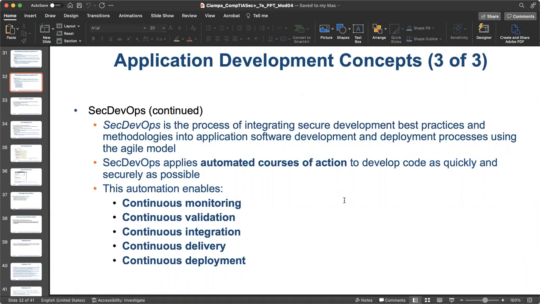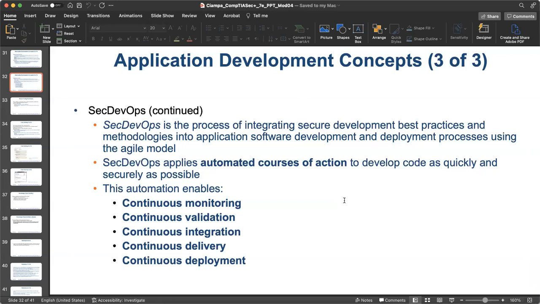So security DevOps applies an automated course of action to develop code as quickly and securely as possible, which enables continuous monitoring, continuous validation, continuous integration, delivery, and deployment. And all of these are steps in software development, right? So SecDevOps is often promoted in terms of its elasticity, basically flexibility or resilience in code development, and its scalability, which is its expandability from small projects to a very large project.